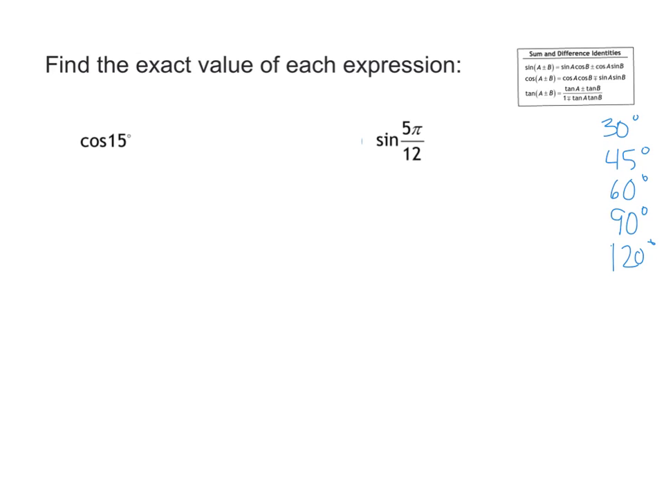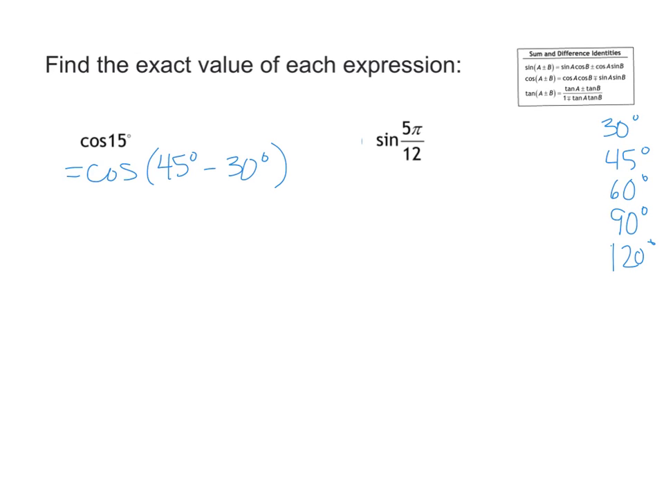It doesn't matter what you choose, but I'm going to try to choose angles that are in the first quadrant because then I just don't need to worry about the signs. But it doesn't really matter. Let's change this into cosine 45 minus 30. The reason we want 45 and 30 instead of 15 is that those are angles in the special triangles. So we can find the exact value for those ratios.